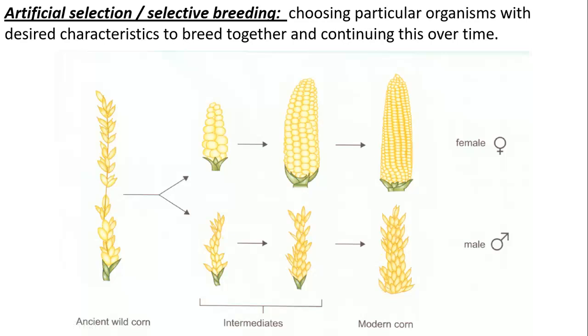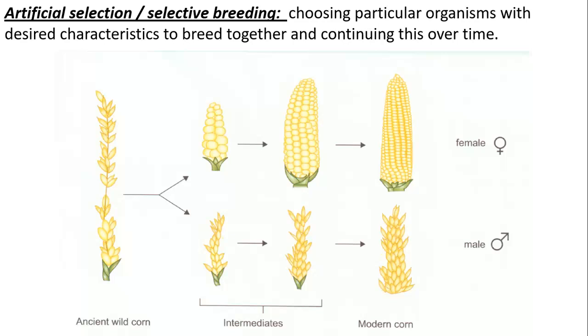There is another type of selection called the artificial selection or the selective breeding. What does this mean? This means that humans, or us, we choose the particular organisms with the desired characteristics and we breed them together, and we continue this over time to get better food or something that we need more. This will not happen by nature, because nature won't care if the corn had more corn or less, right?